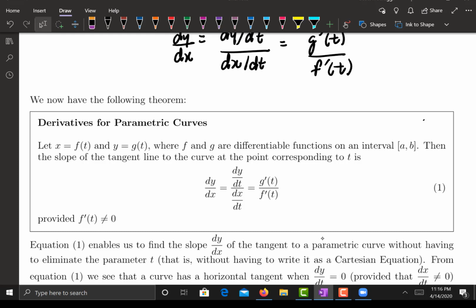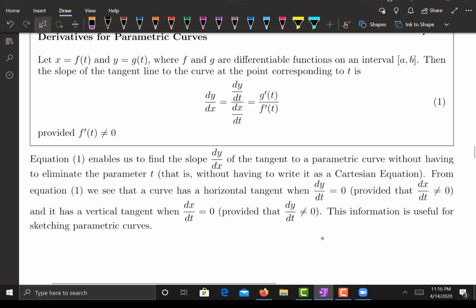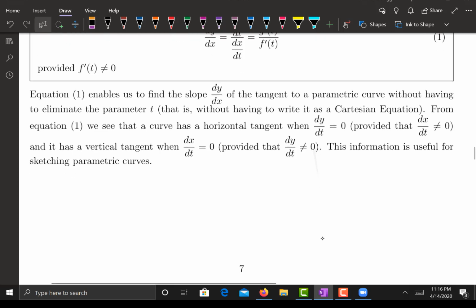And so with that, we are able to find the slope of a tangent line in terms of this, because our first interpretation of a derivative was the slope of a tangent line at a point. And we get to use that to help us out when we try to sketch a parametric curve.